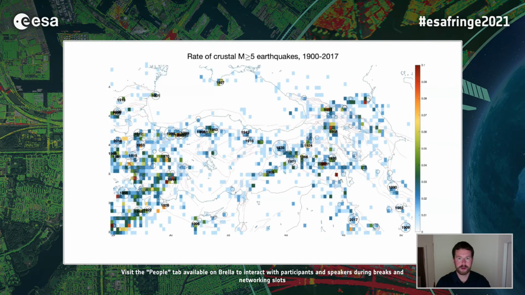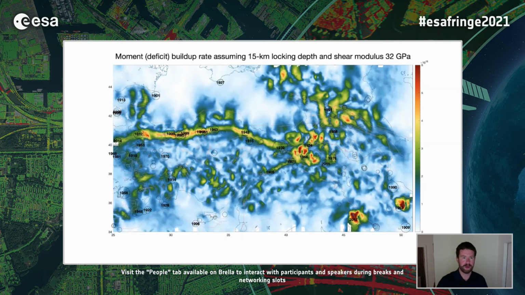This is the rate of crustal magnitude 5 or greater earthquakes at each point. So similar kind of plot to what I showed at the beginning with California. You can see that they follow each other pretty well, the strain rate and the rate of earthquakes, as we saw in those previous examples.